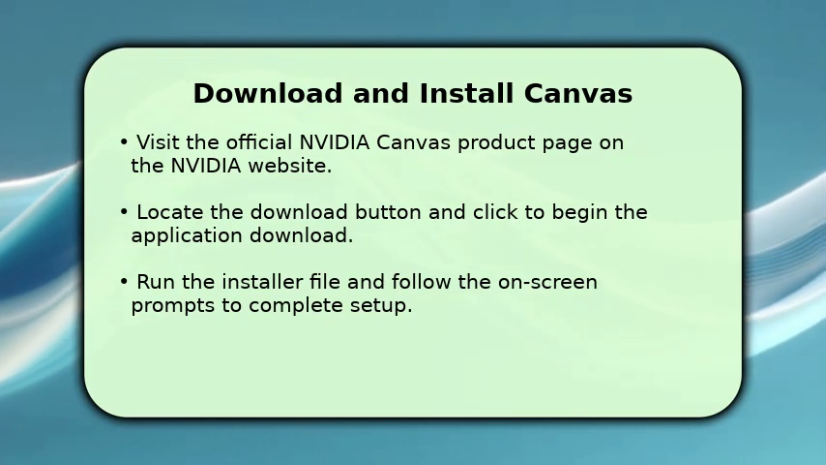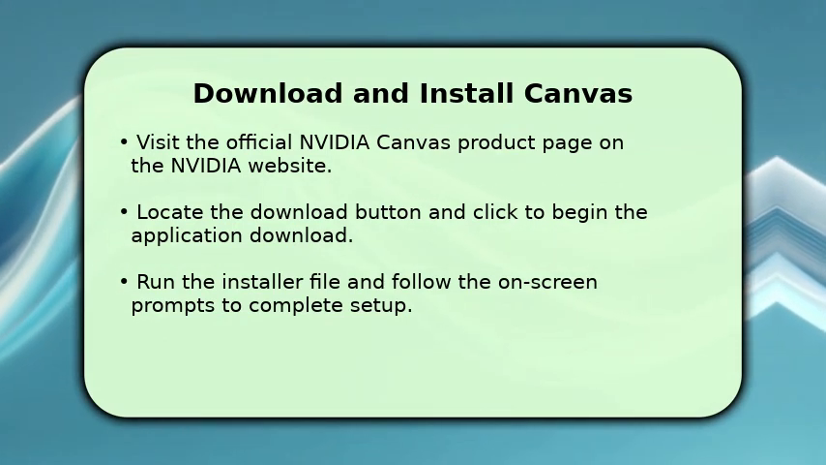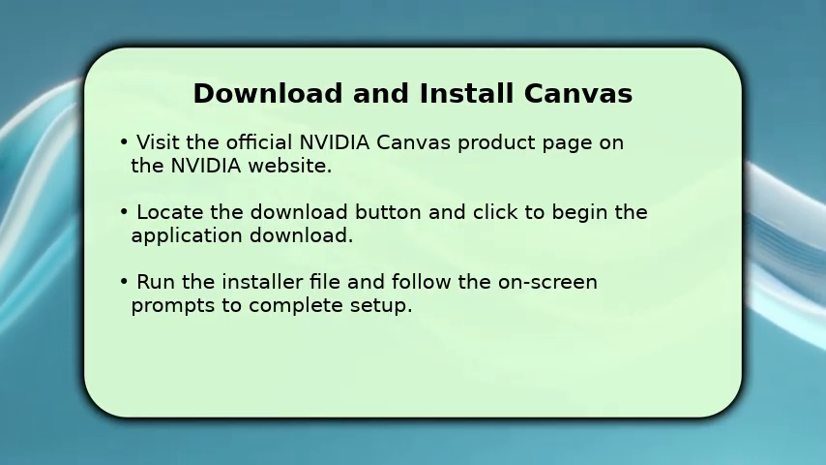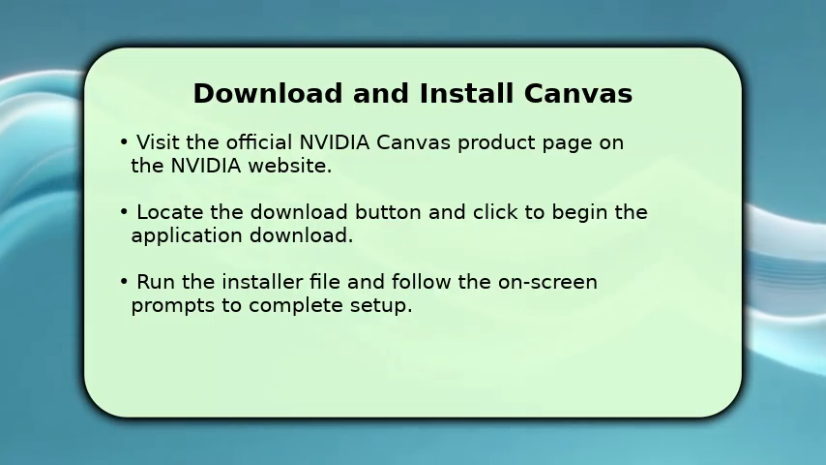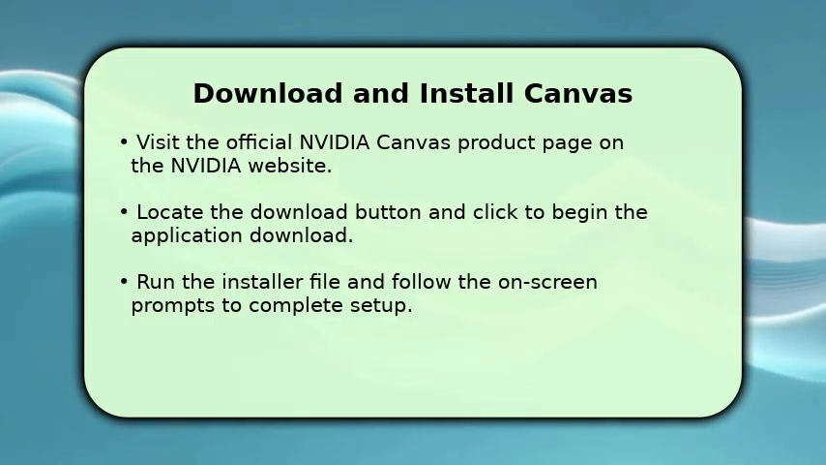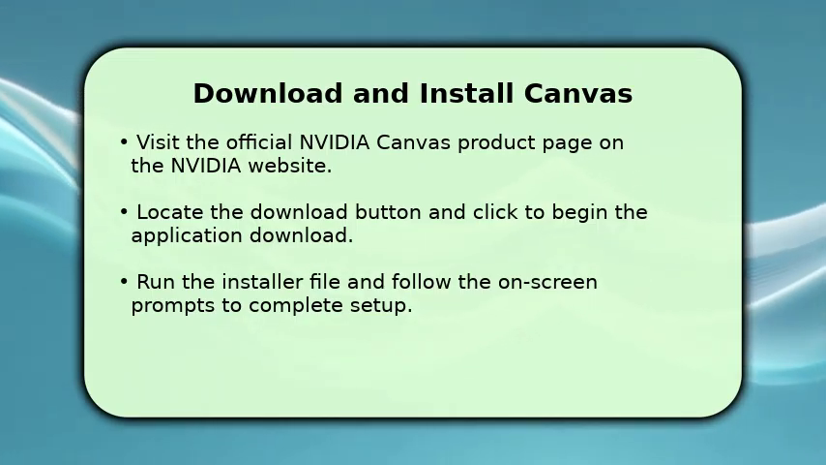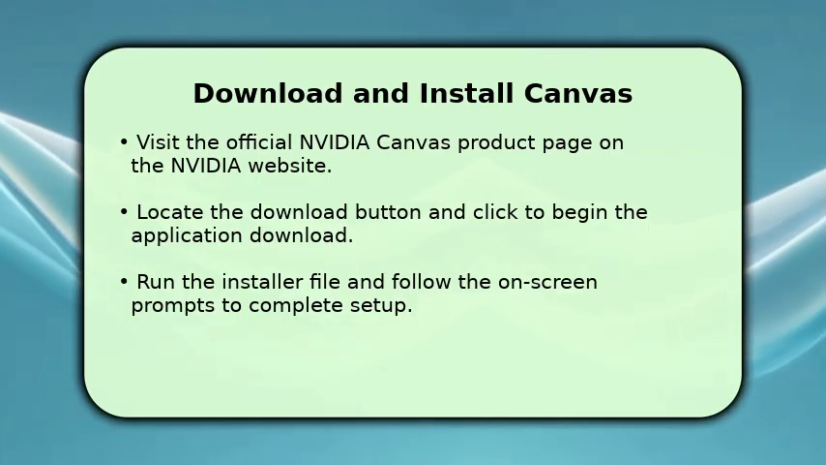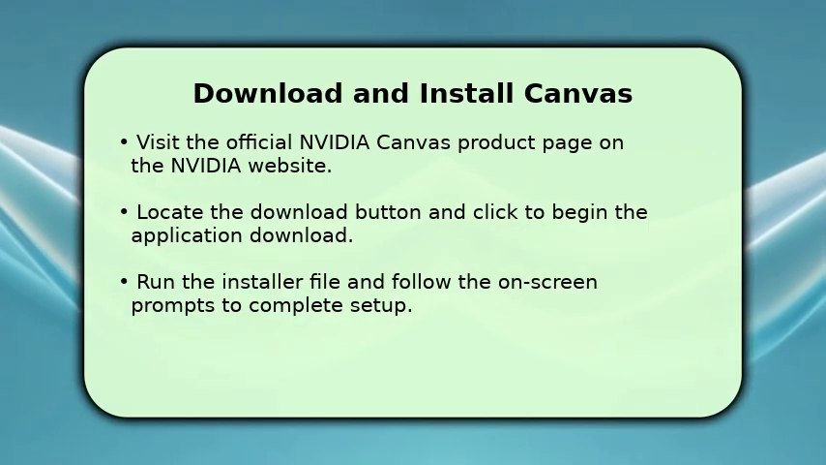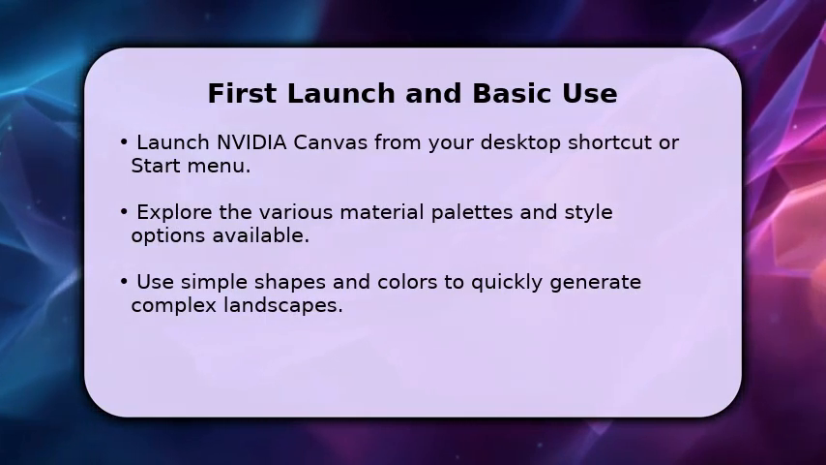First, navigate to the official NVIDIA Canvas product page on the NVIDIA website. Look for the prominent Download button and click it to start downloading the application installer. Once the download is complete, run the installer file. Simply follow the clear on-screen prompts, accept the license agreement, and select your desired installation directory to finish the setup process. With Canvas installed, it's time to launch it.